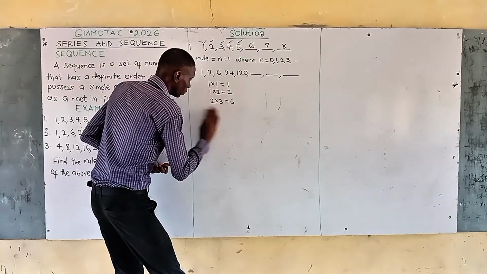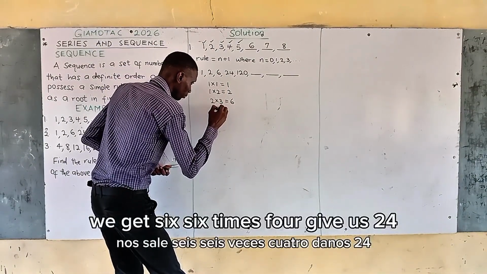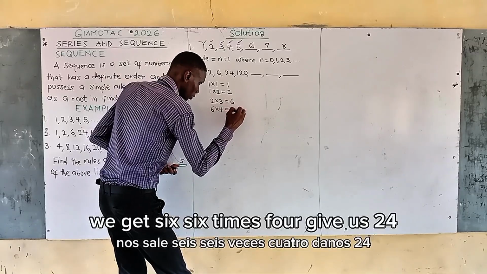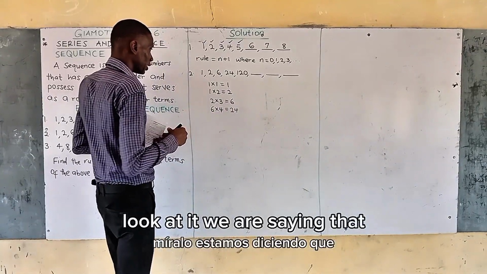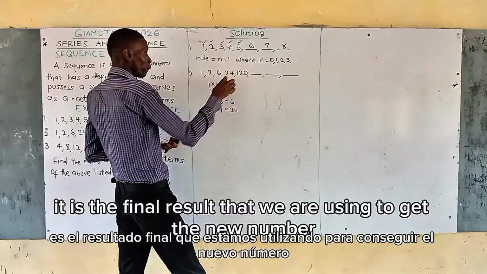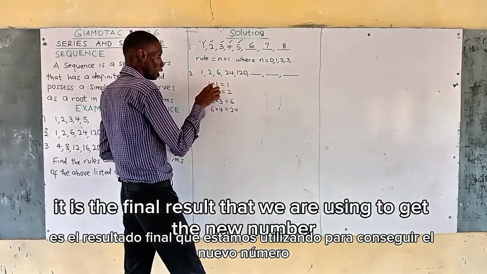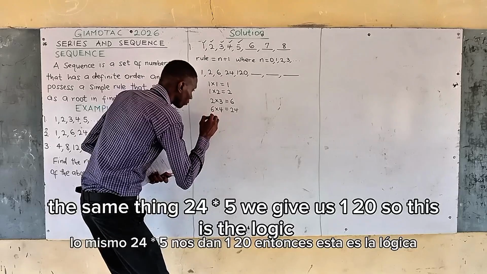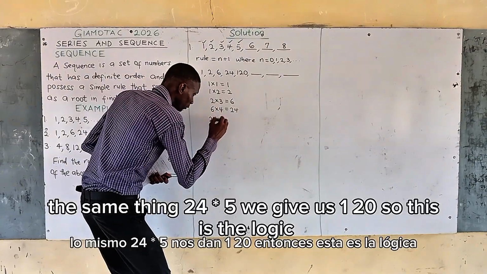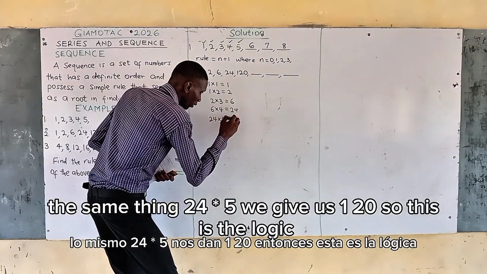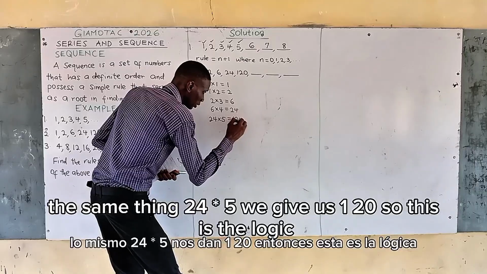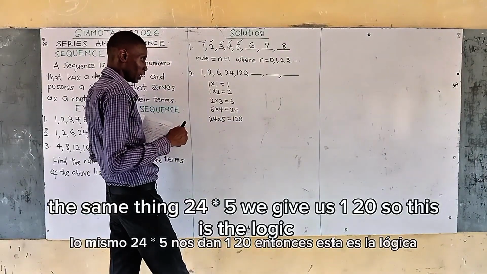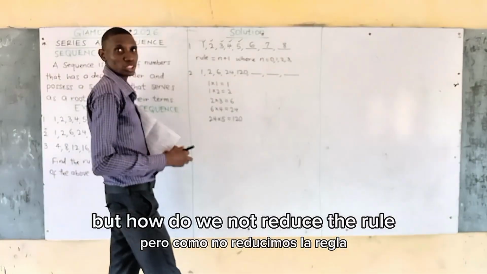3, we get 6. 6 times 4 gives us 24. Look at it. We are saying that it is the final result that we are using to get the new number. The same thing, 24 times 5 will give us 120. So this is the logic. But how do we now deduce the rule?